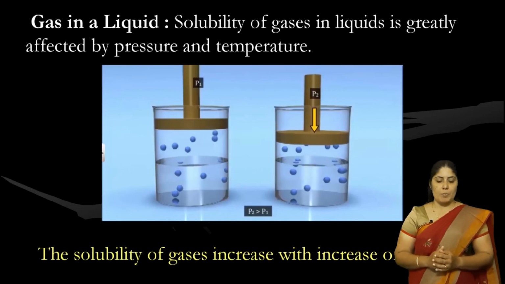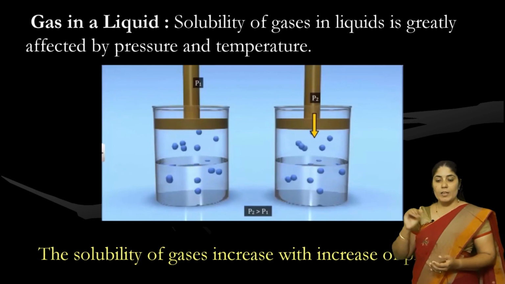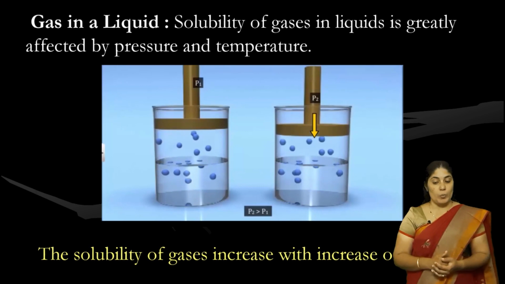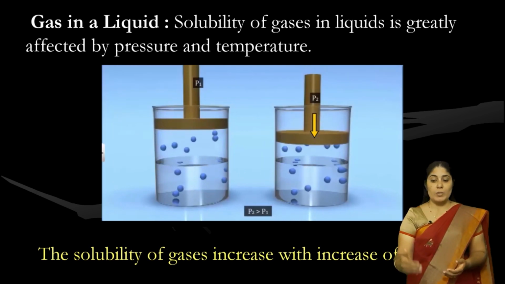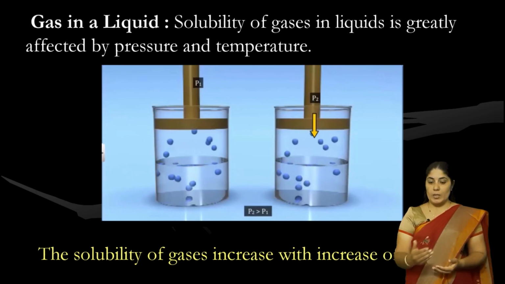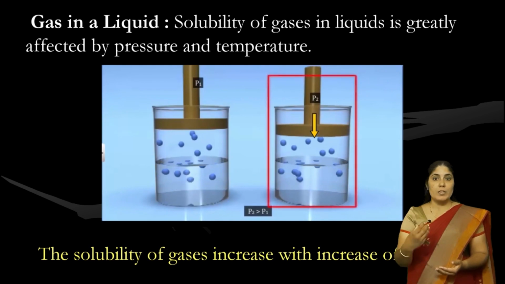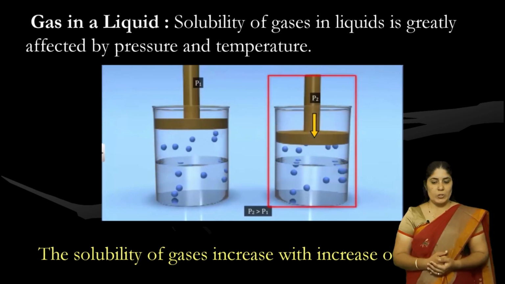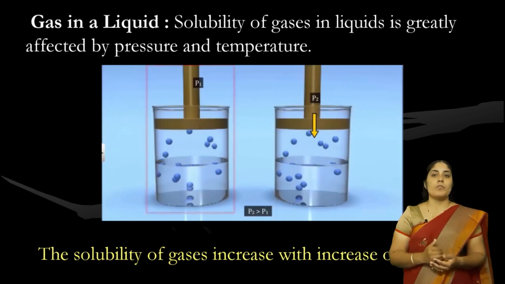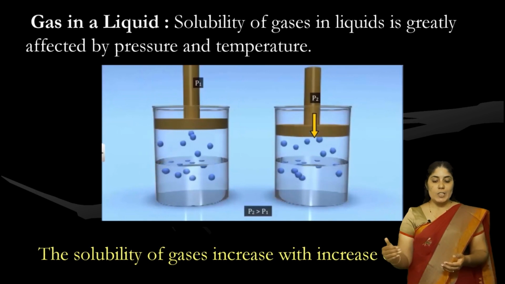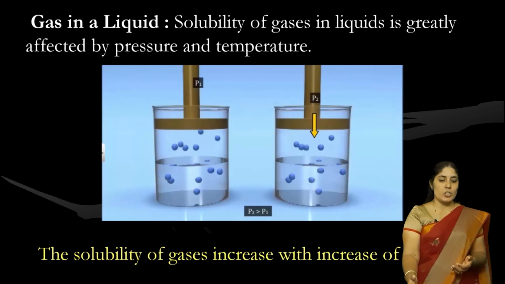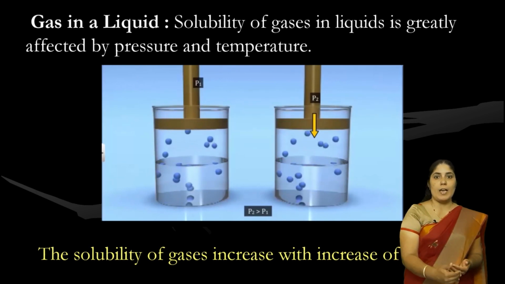Now let's take the example of a gas in a liquid. You can see here that we have two containers. The first container is at pressure P1 and the second container is at P2, a higher pressure. When the pressure is increased in the second container, you can see that the number of gas particles dissolving into the solution has increased. So we can conclude that the solubility of a gas increases with increase of pressure. Do remember, students, that this is a condition of a gas in a liquid.